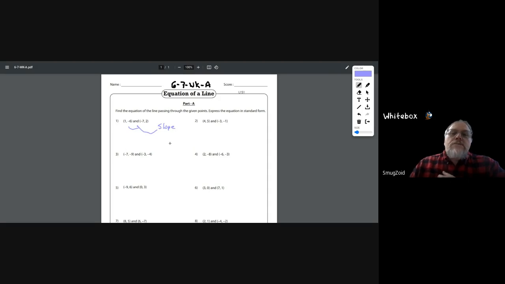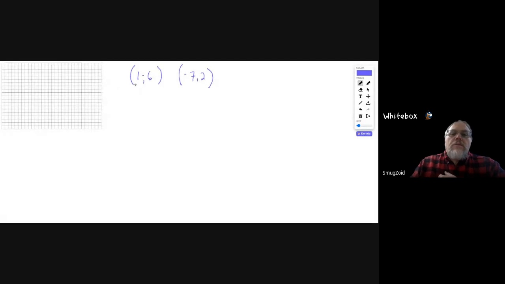Okay. So there's not enough room to do this. This is why I want you guys doing this in your notebook, right? So I'm going to rewrite this. It's (1, -6) and (-7, 2). And I put it right here, (1, -6) and (-7, 2).